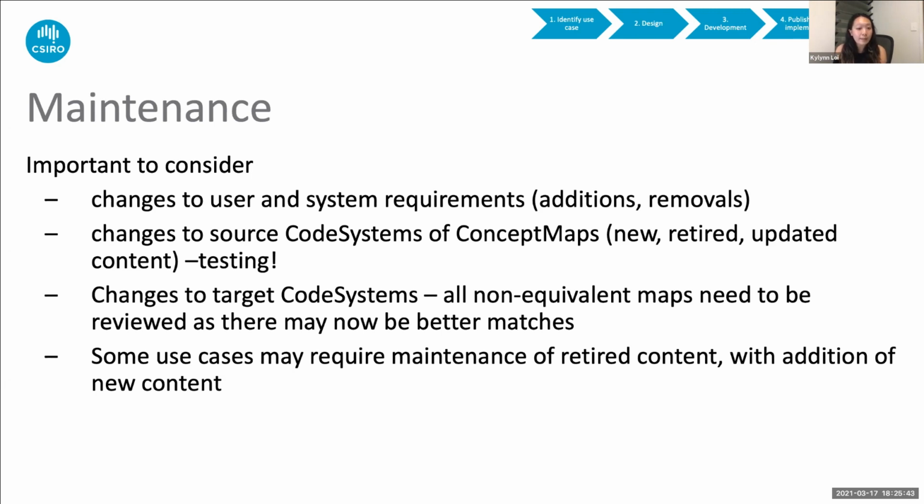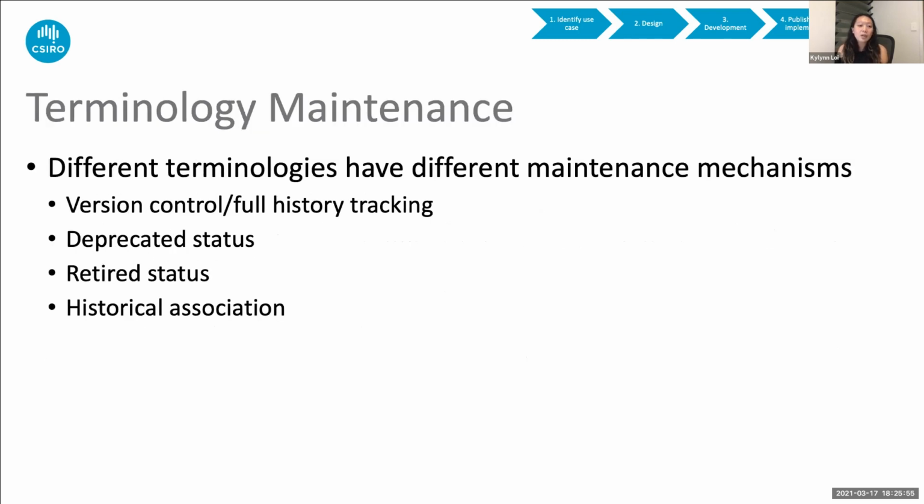Some use cases do require maintenance of retired content and keeping it in there and just adding new content. And some actually you would remove them completely. So it really depends on your use case. In terms of terminology maintenance, different terminologies do have different maintenance mechanisms. So some terminologies will give you version control or full history tracking. It might give you a deprecated status or a retired status. Terminologies like SNOMED, they have a historical association. So where a concept or a term has been retired, it might have a pointer to a new replacement concept, and that can help you with your maintenance of your map.